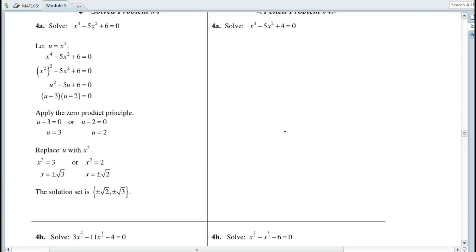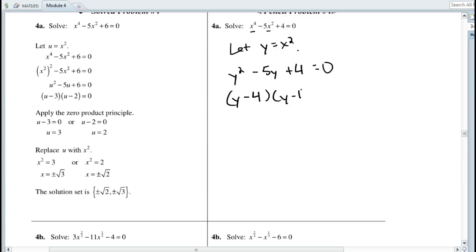Okay, so a few more equations of the quadratic type. For ones like this, again, we have an x squared and an x to the fourth, and I know if I just let y equal x squared, this turns into a quadratic equation. So I get y squared minus 5y plus 4 equals 0, and then solving for y isn't too bad. We just get y minus 4, y minus 1. So we get either y is equal to 4 or y is equal to 1.